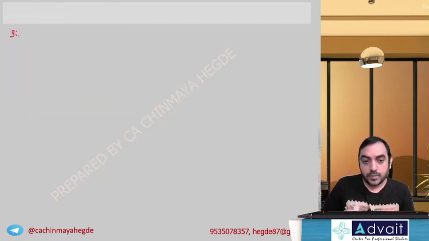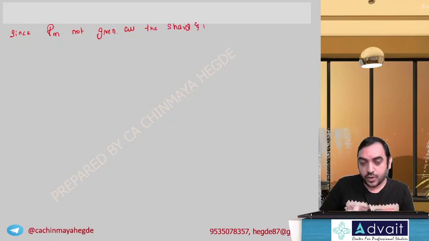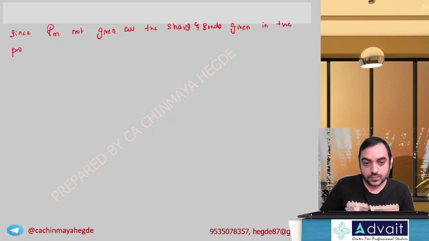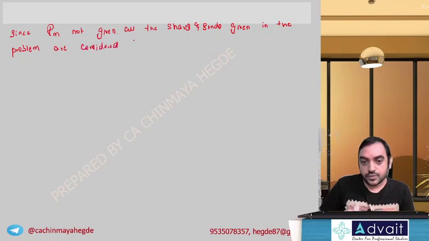Since market rate RM is not given, all the shares and bonds given in the problem are considered for RM calculation, for calculation of market return.